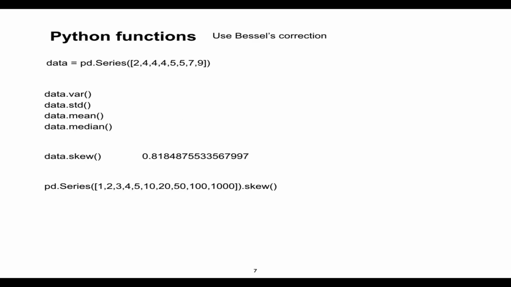And that's why statisticians are so important, because they know all the ways of correcting all this stuff. And so Python will compute all these for us. Compute the mean, and it uses the Bessel correction. And you can also get a measure of how skewed it is.